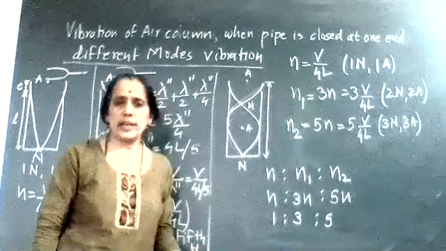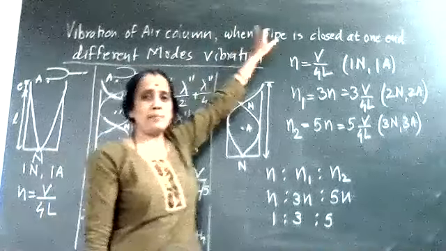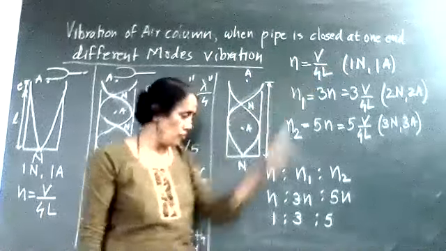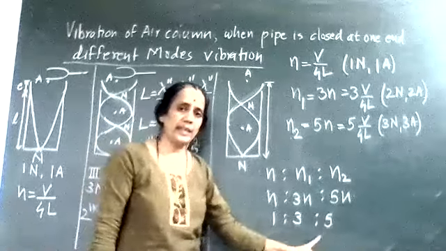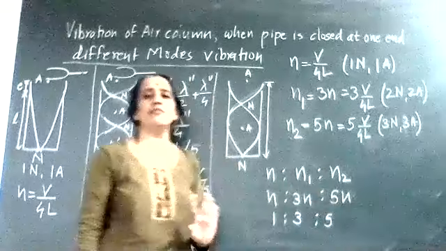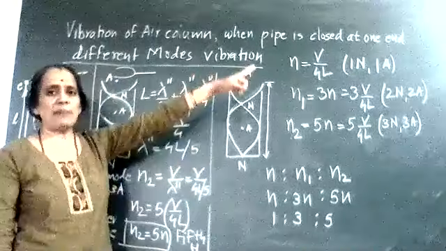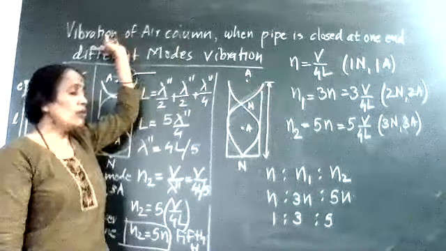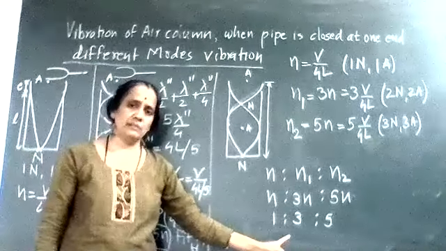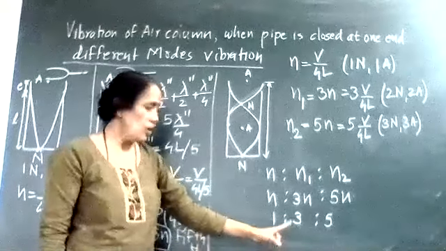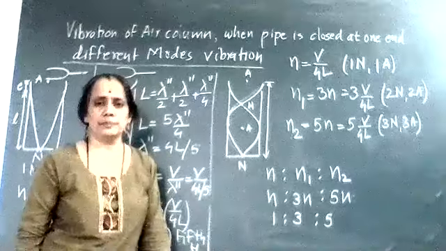What conclusion can I say? The vibrating air column, when the pipe is closed at one end, vibrates only with odd integral multiples of the fundamental frequency. I'll repeat my sentence: when the pipe is closed at one end, the air column vibrates with a frequency equal to an odd integral multiple of the fundamental frequency.